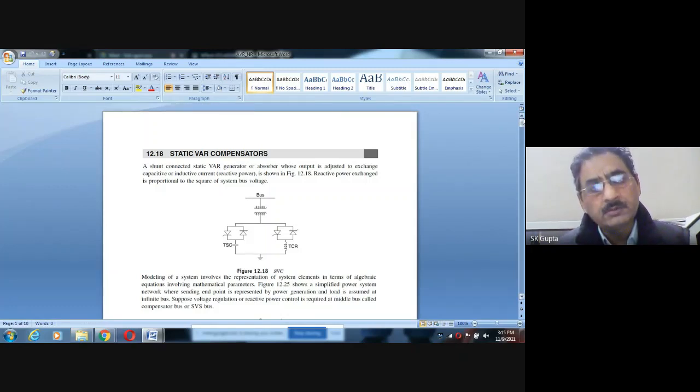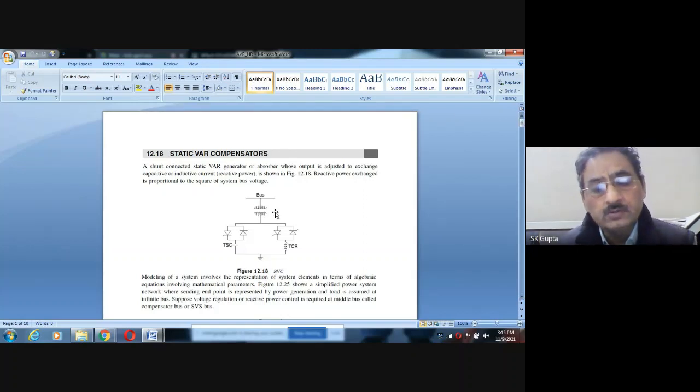Then what will happen? It will continuously supply 20 MVAR of reactive power, and in place of a PV bus it will become a PQ bus. Now, what is the difference between this and the static VAR bus?